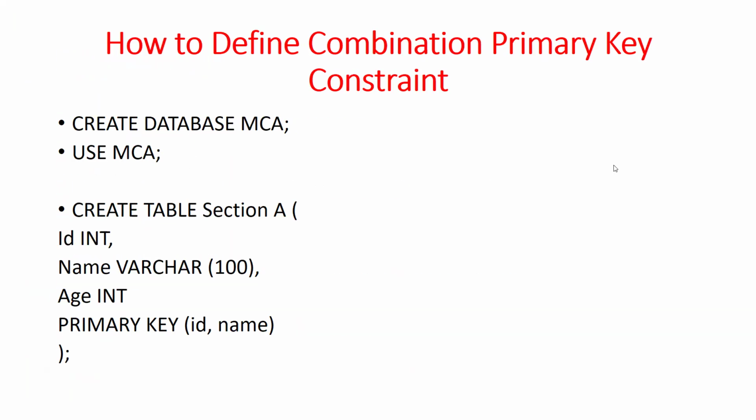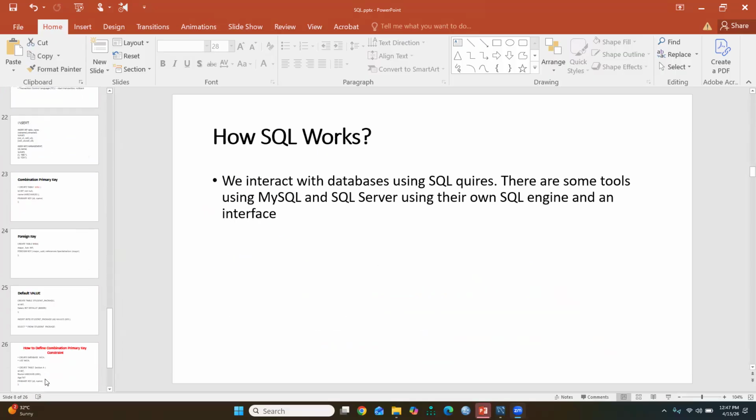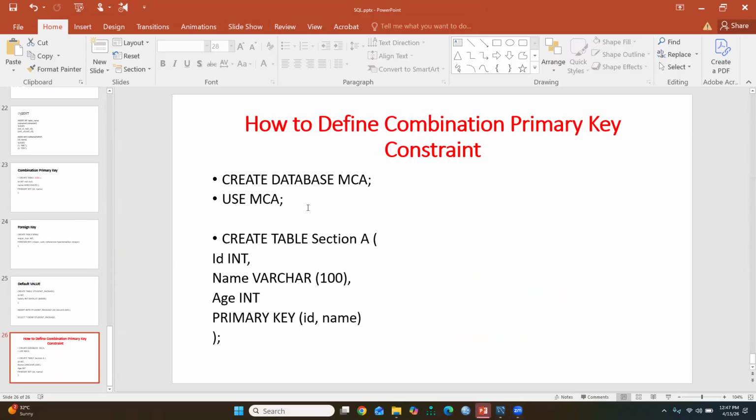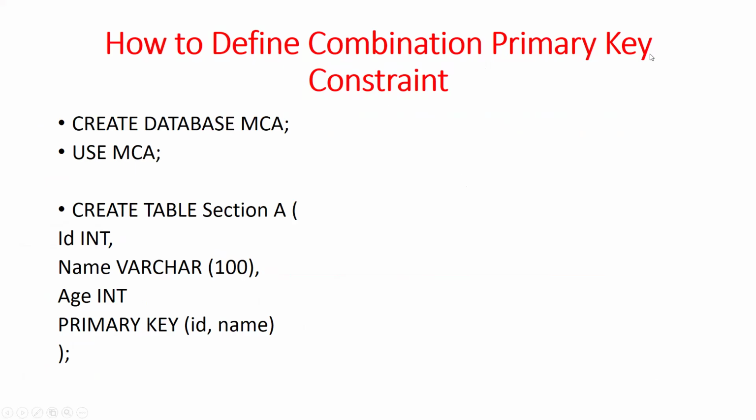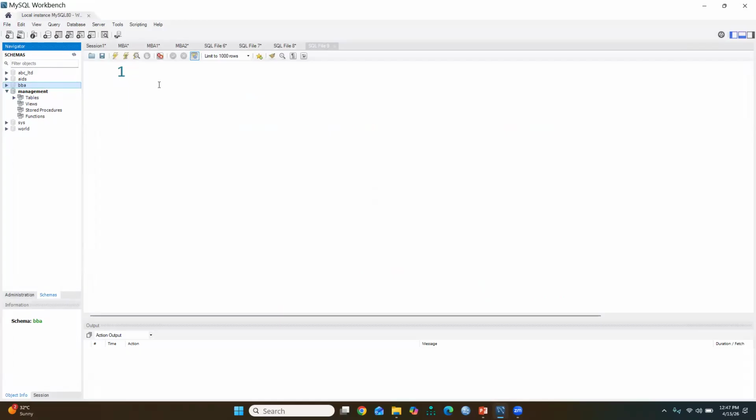So here it is, the last one. Let me show you how to define a combination primary key constraint. So let me use MySQL. First of all, if you want to use an earlier created database, you can carry on. Otherwise, you can create a new database.